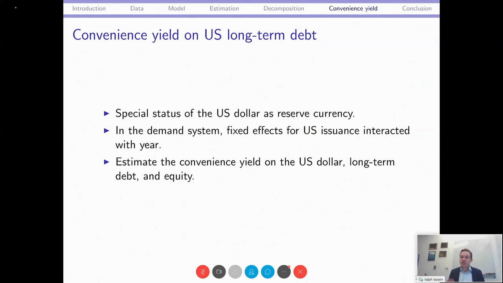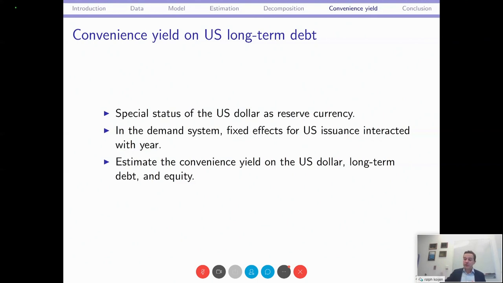assets. And so there's been a lot of discussion of the special status of the dollar as a reserve currency. And so the way we're capturing this in the demand system is as fixed effects for U.S. issuances interacted with year. So the convenience yield or the specialness of U.S. assets or dollar assets can change over time. Now, what is different from what we do compared to some of the earlier literature is that we estimate this in all asset classes.